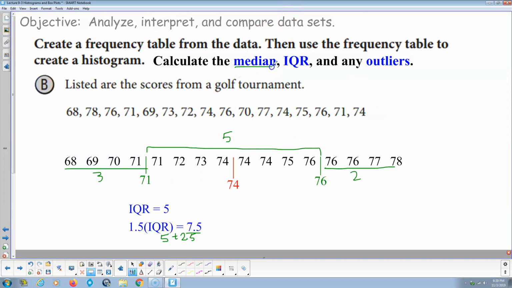So the median is 74. The interquartile range is from 76 minus 71. That's 5. And the outliers is none. Ain't got none. Poor English for there are not any. Okay, there we go.